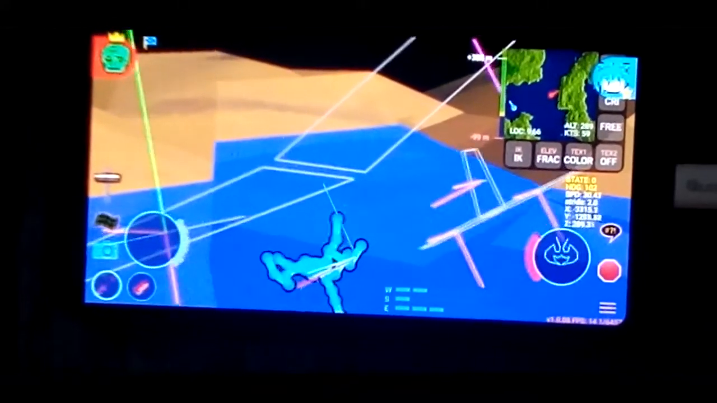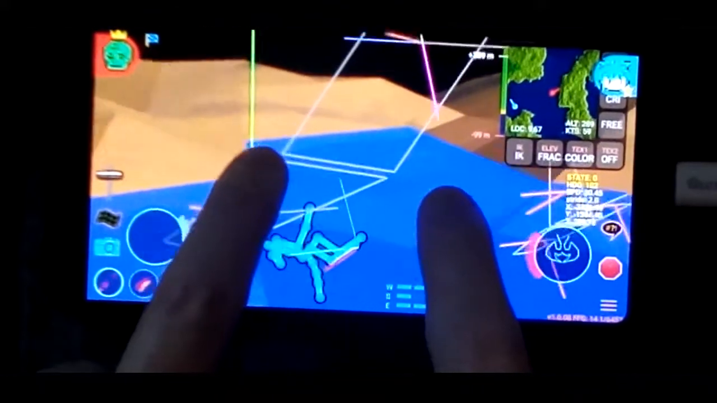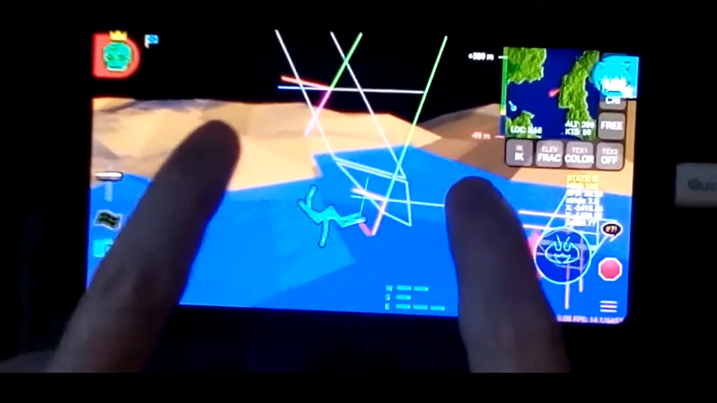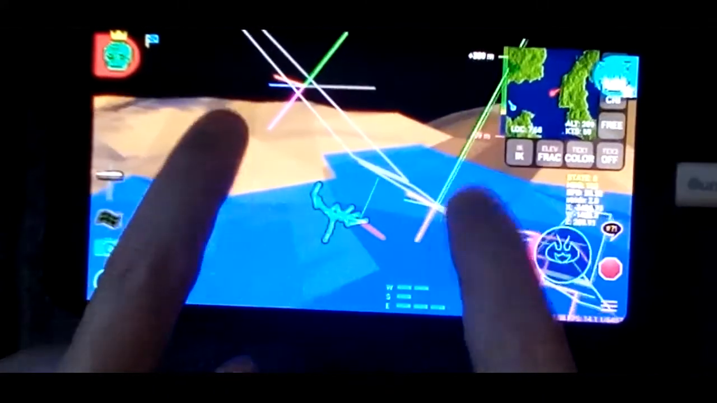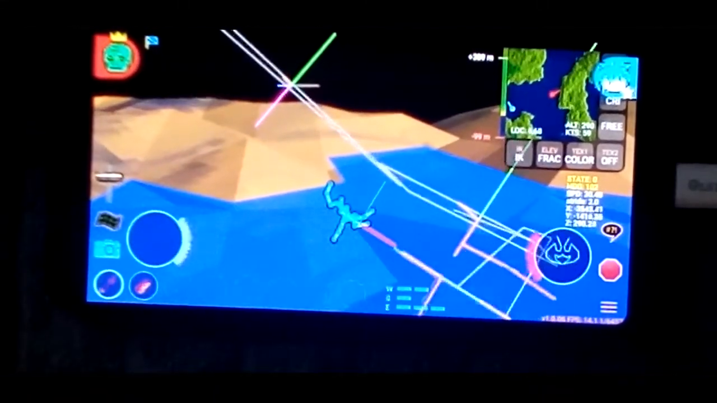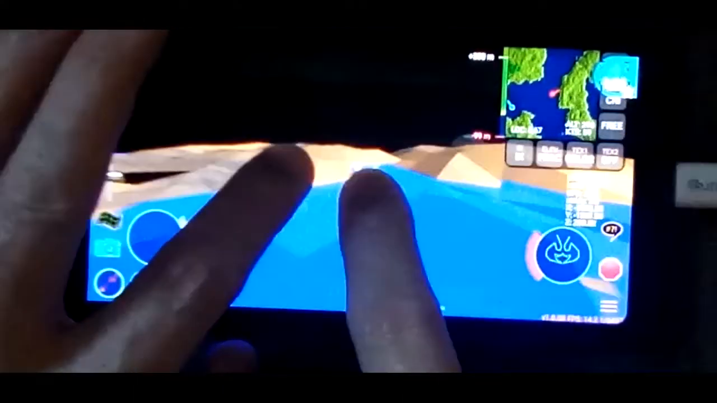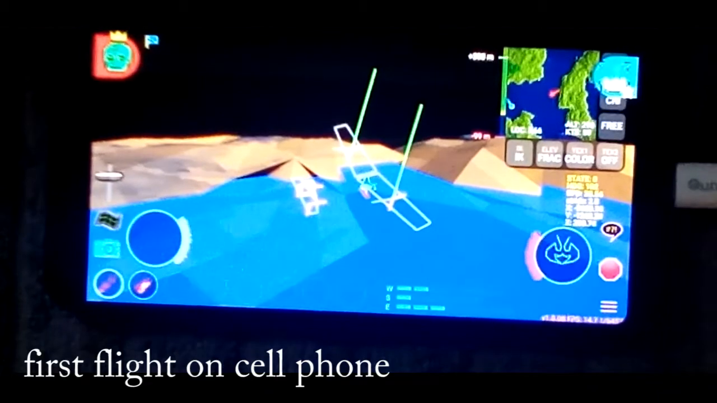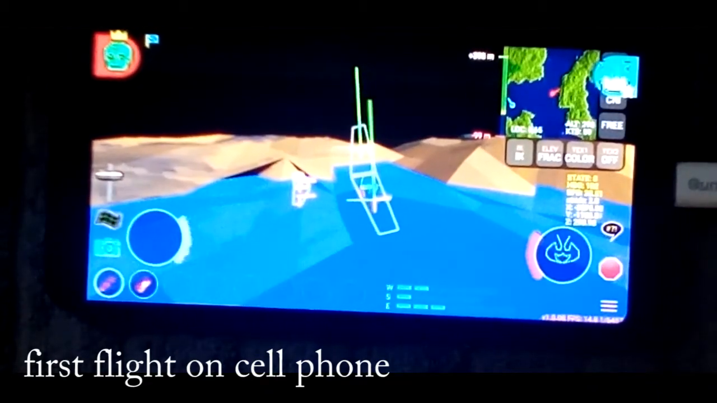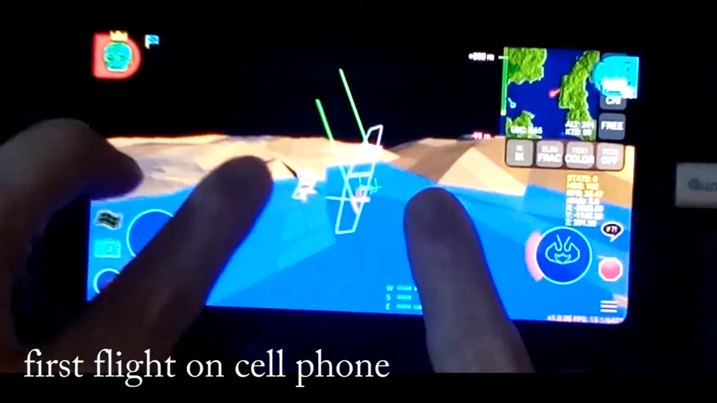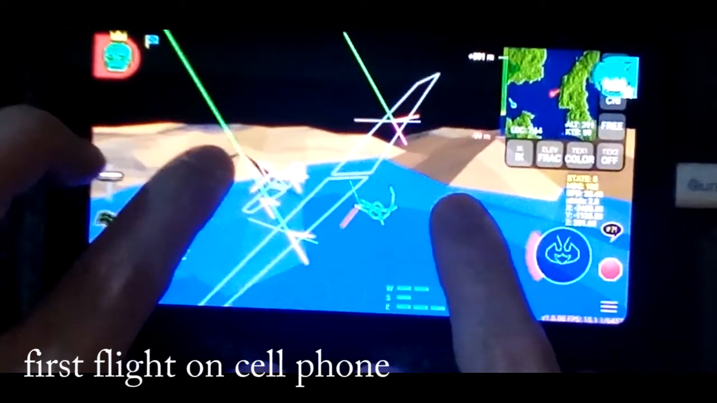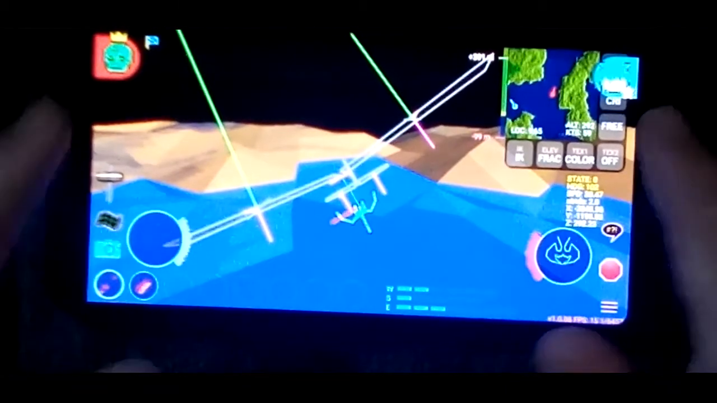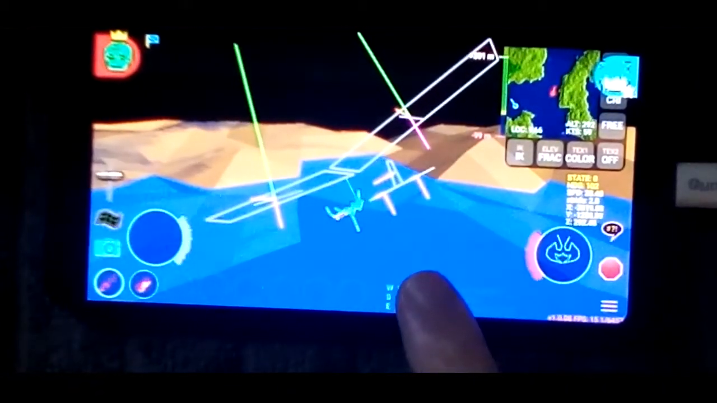Okay, here it is running on a Pixel 3a. Or I guess it's a Pixel 3 XL, sorry. I don't remember what it's called, Pixel 3. So I can get into a pretty stable turn. It's a pretty tight turn. A two-player game, but I can't see the other guy's plane yet.